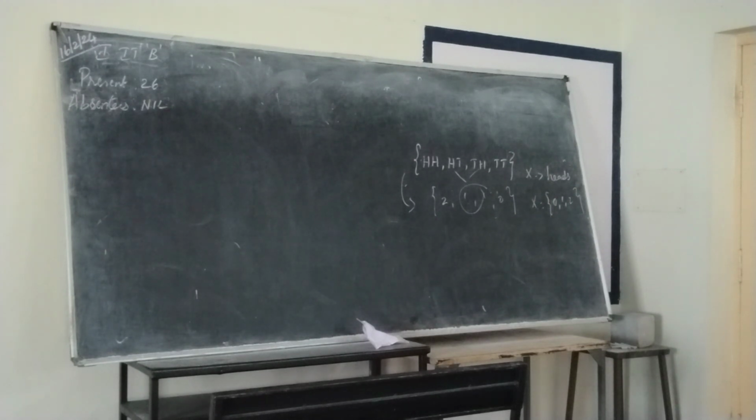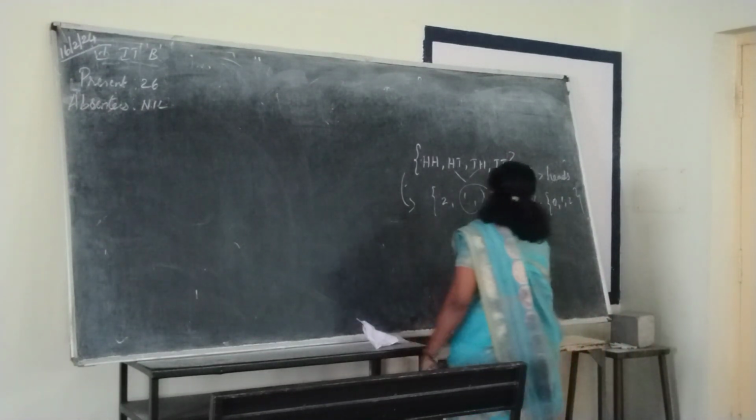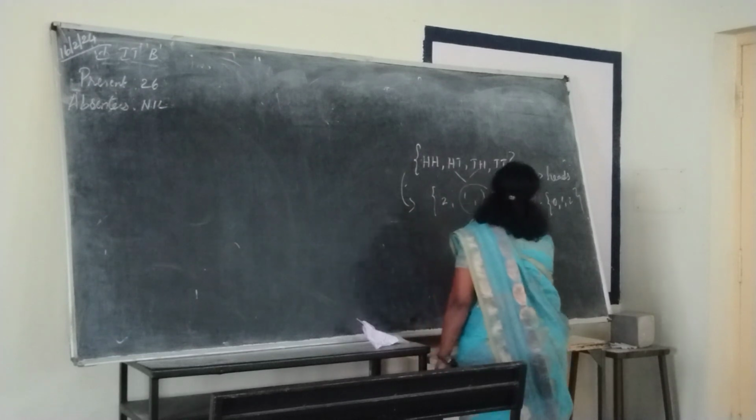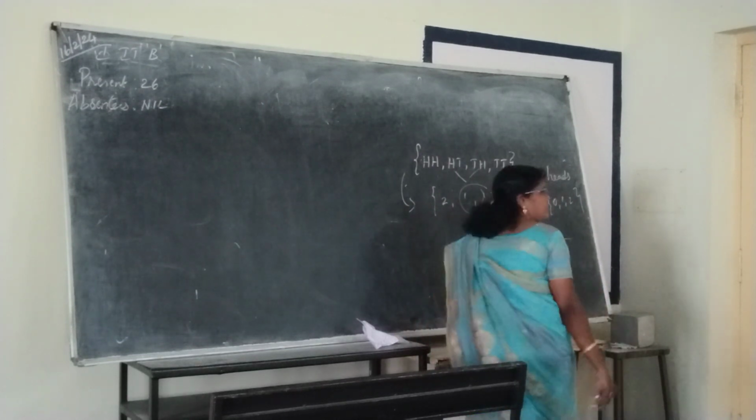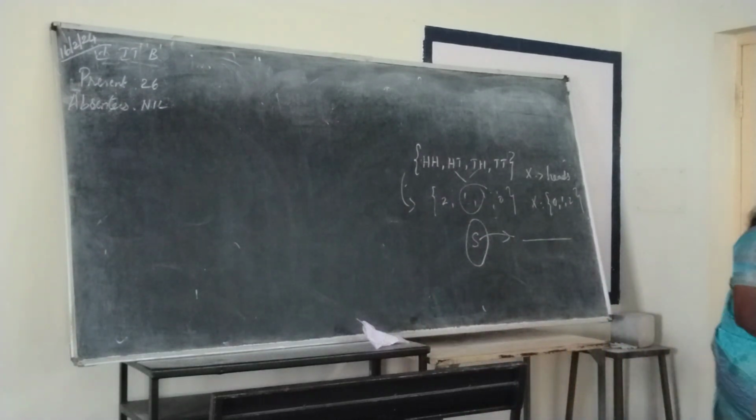So the definition is that we are going to map the entire sample space into a real number. All the possible outcomes are mapped onto a real number line. That is called a random variable.